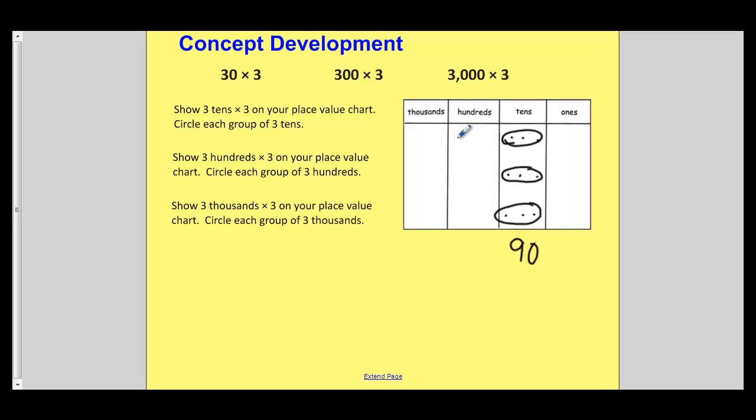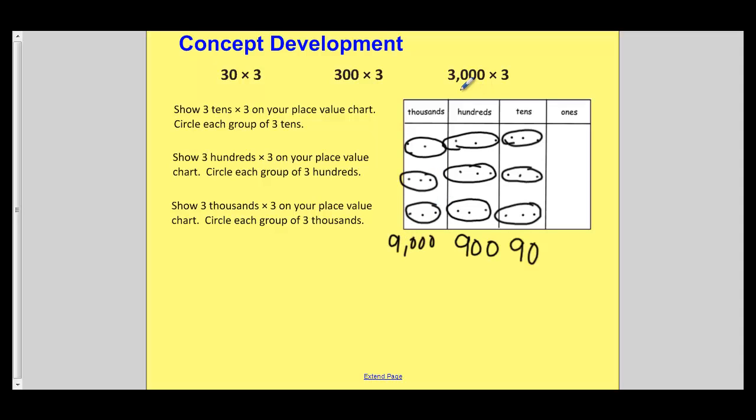All right, let's try hundreds. 1, 2, 3, 2, 3, 1, 2, 3. Whoops, it didn't do it, did it? Oh, there it is. All right, so I've got 300, 600, 900. Are you still seeing that pattern? Can you figure out what this one's going to be? 2, 3, 3, 3, and then I've got 3,000, 6,000, 9,000.